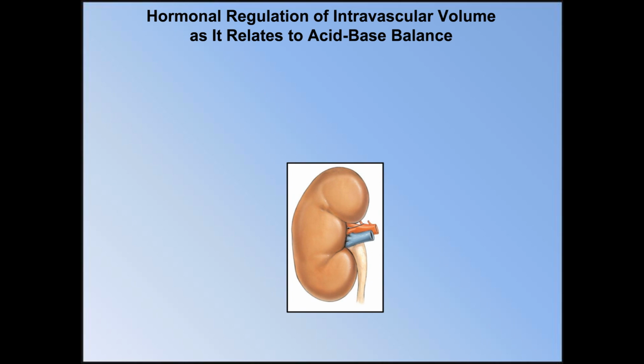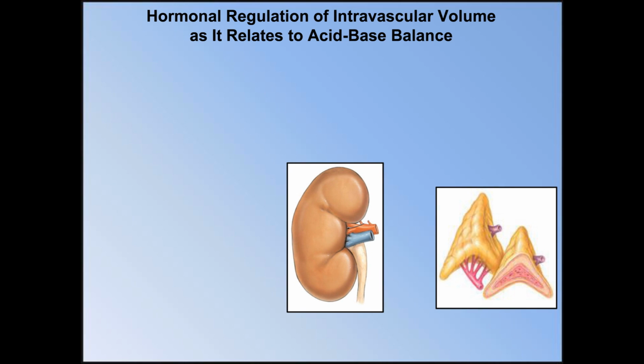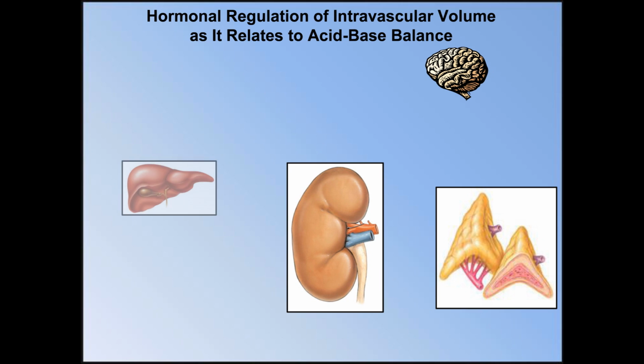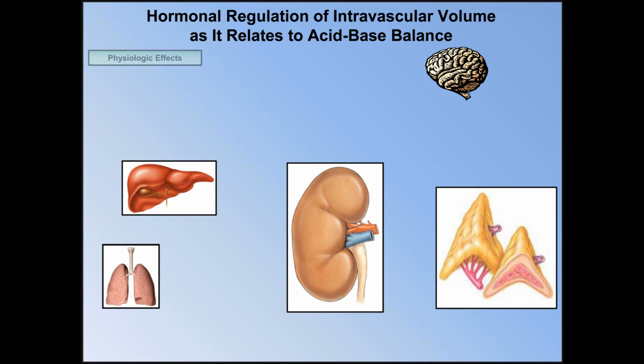The hormonal regulation of intravascular volume as it relates to acid-base balance is a very complicated topic, but I will try to simplify it as much as possible with a single slide. There are several organs involved in this process. Most prominently, of course, is the kidney. However, there are also the adrenal glands, the pituitary and hypothalamus adjacent to the base of the brain, the liver, and the lungs. For this diagram, I've colored physiologic effects in green, enzymes in blue, and hormones and pre-hormones in tan.